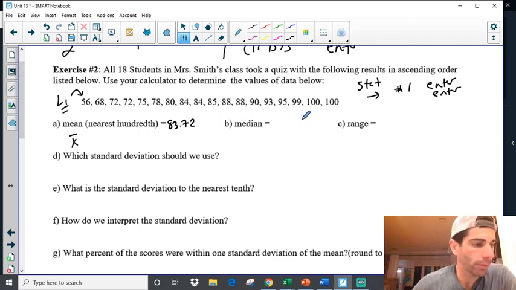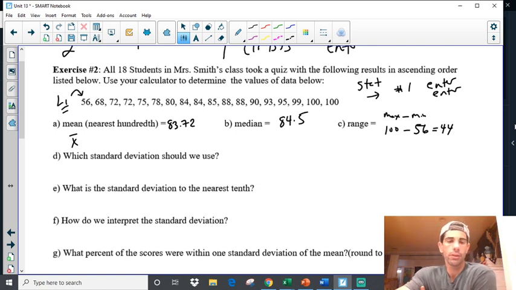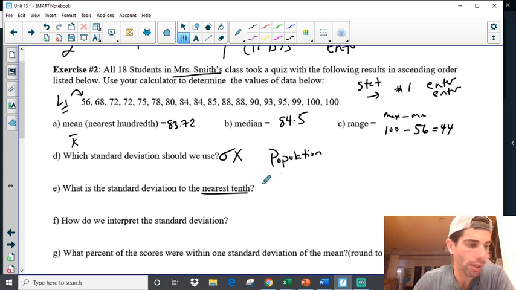Remember, you can go down a little bit to see what the median is, and that was 84.5. The range was the max minus the min, which was 100 minus 56, which is 44. Which standard deviation should we use? Well, all of the data points are in Mrs. Smith's class, so we're going to use the population standard deviation. So what is the population standard deviation rounded to the nearest tenth? And that's going to be 11.7.